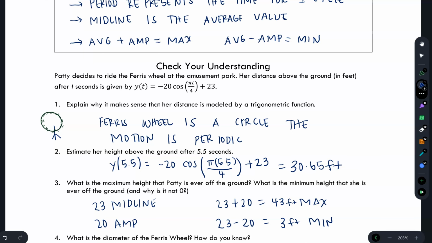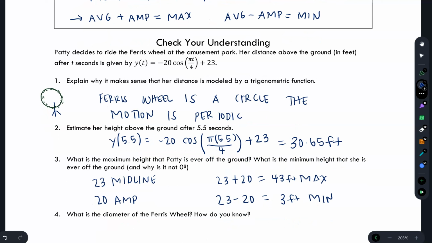This can't be 0, because see how I drew it right here, when you get on, it can't be touching the ground. On a Ferris wheel, you've got to be off the ground a little bit to be able to start. Okay.